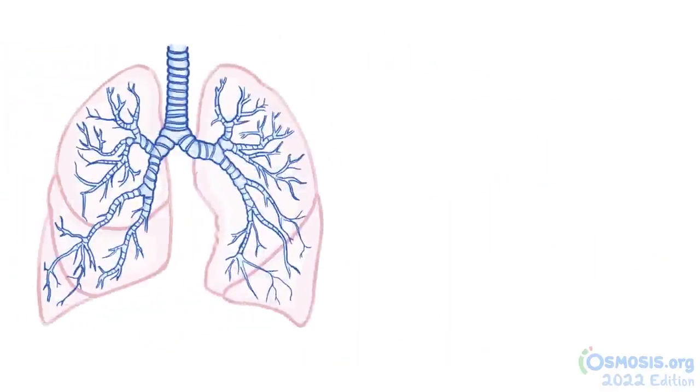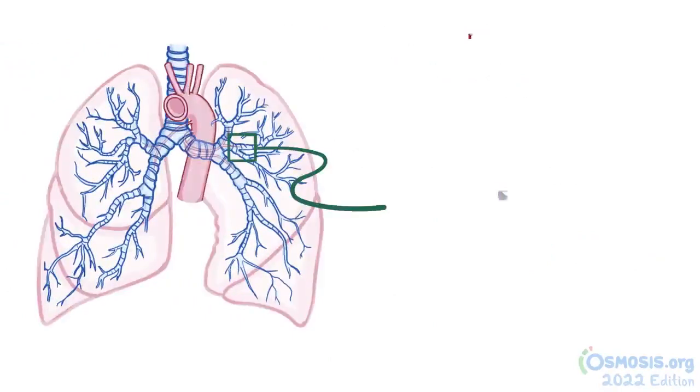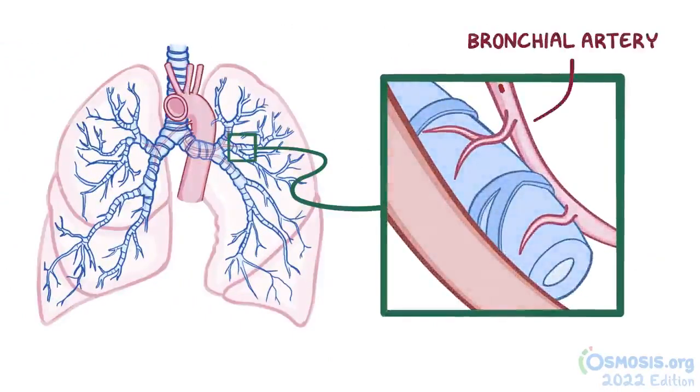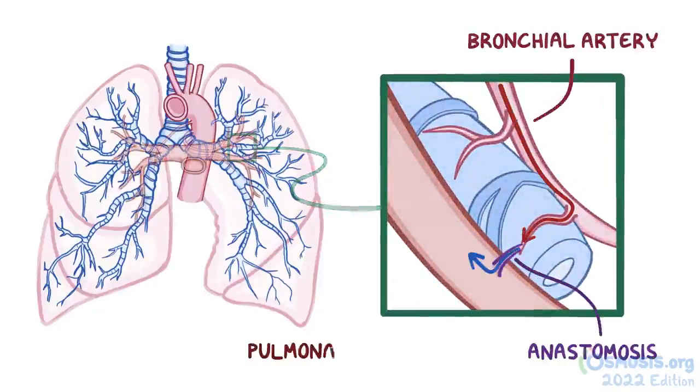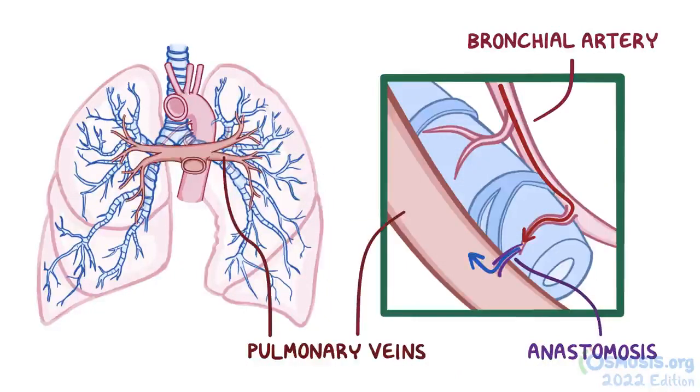Second, the conducting airways of the lungs, like the bronchi, receive systemic arterial blood from the bronchial arteries. But the deoxygenated blood can flow, or anastomose, right into nearby pulmonary veins, which are carrying oxygenated blood that has already traveled through the pulmonary capillaries. So once again, deoxygenated blood might flow right into the pulmonary veins and mix in with the rest of the oxygenated blood, bypassing the pulmonary circulation.